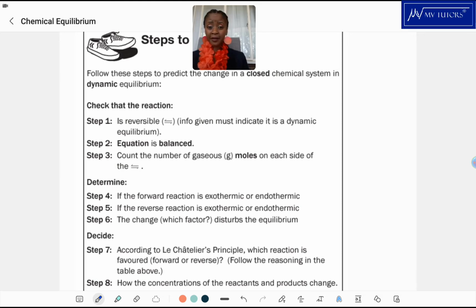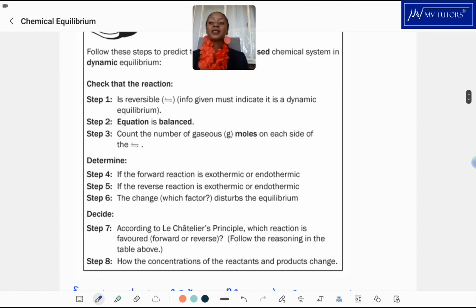For step number 5, that's where you're establishing, is it exothermic or endothermic? They would normally indicate it with the enthalpy. If it's exothermic, the enthalpy will be less than 0. If it is endothermic, the enthalpy will be more than 0. Okay, and then step 6, the change.